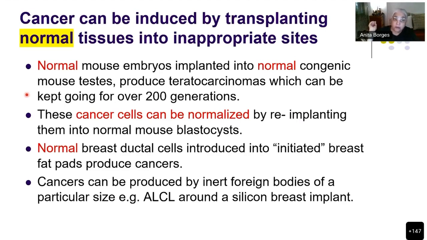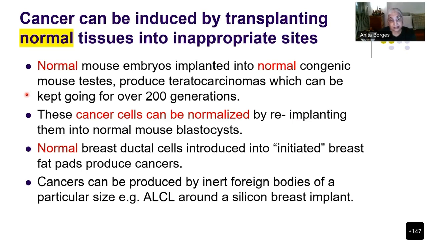You take normal breast ducts and put them into a fat pad which you have irradiated, which means you have initiated it. And what happens? Those normal breast ducts become cancerous. So it's not the epithelium of the normal ducts that were there, because they've been removed. It's only the stroma that was there, and that stroma had been initiated.